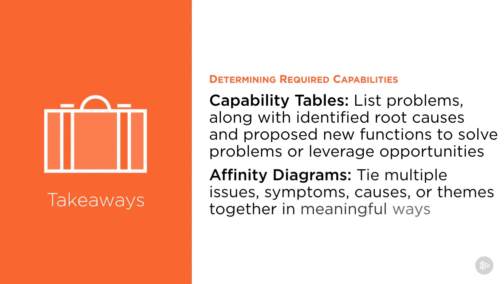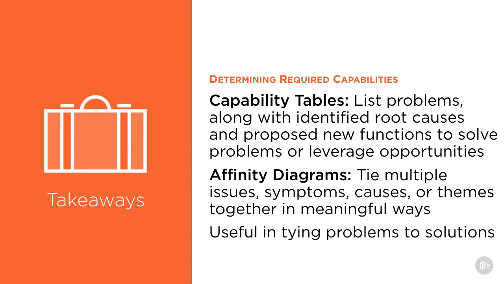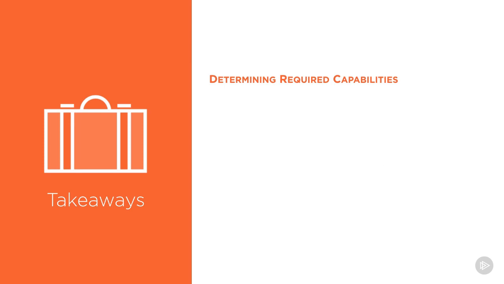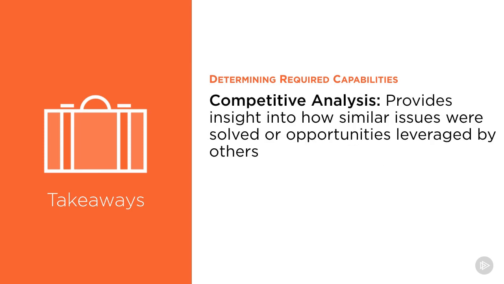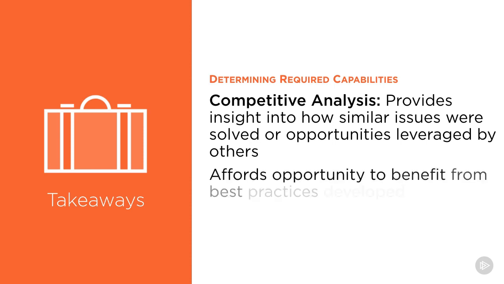Affinity diagrams can be useful here too, tying multiple issues, symptoms, causes, or themes together in meaningful ways. These can help to tie problems directly to solutions and can help us see where a certain solution might solve several problems at once. Competitive analysis can also help us to determine our required capabilities. It provides insight into how similar issues were solved in the past. This also affords the opportunity for us to benefit from best practices that others have already developed, so that we don't have to reinvent the wheel along the way.